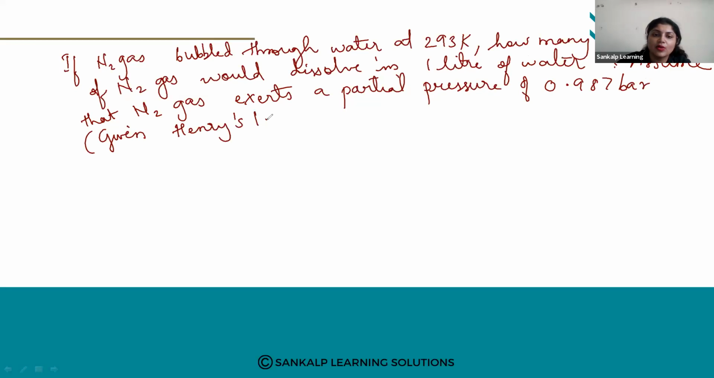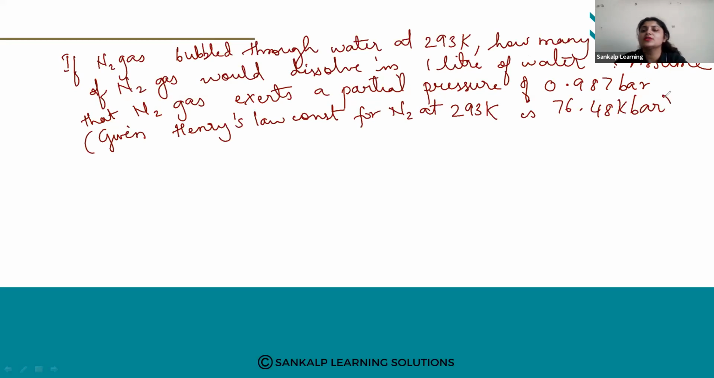Henry's law constant for N2 at 293 Kelvin is 76.48 kilobar. So this is given. What they have asked: if N2 gas is bubbled through water at 293 Kelvin, which is a specific temperature, how many millimoles of N2 gas would dissolve in 1 liter of water? Assume N2 exerts a partial pressure of 0.987 bar and Henry's constant of N2 at 293 Kelvin is 76.48 kilobar.